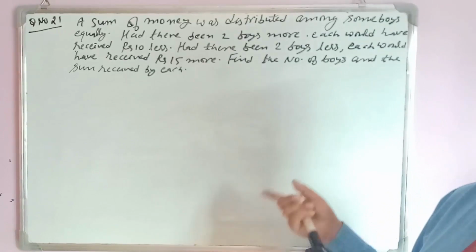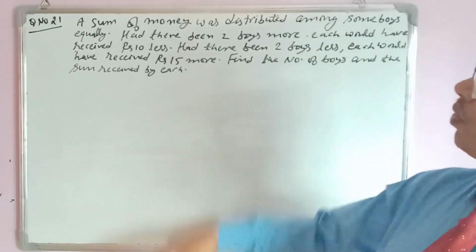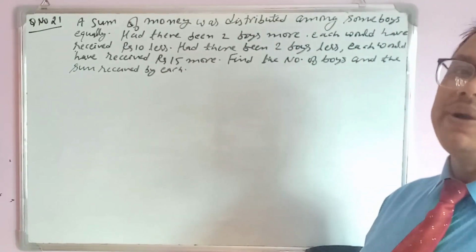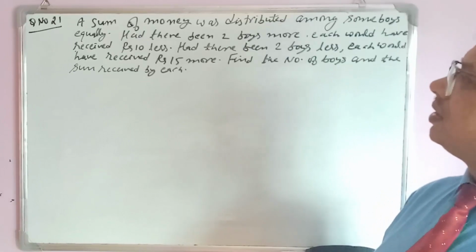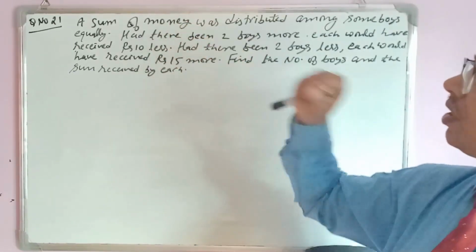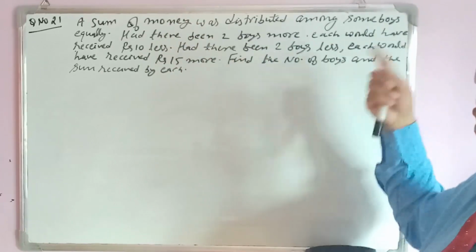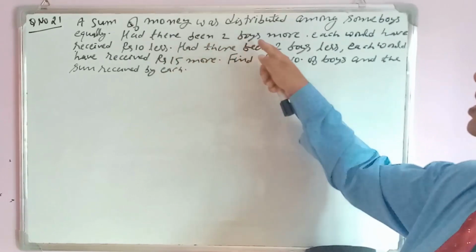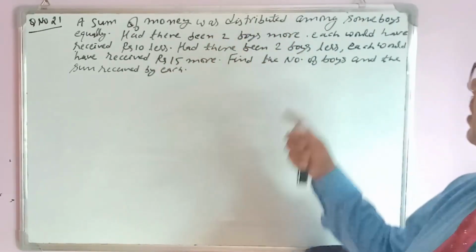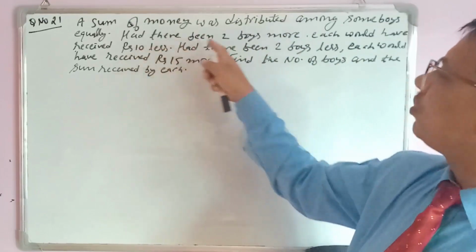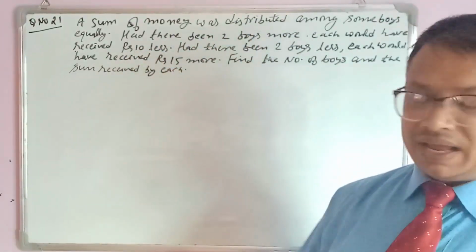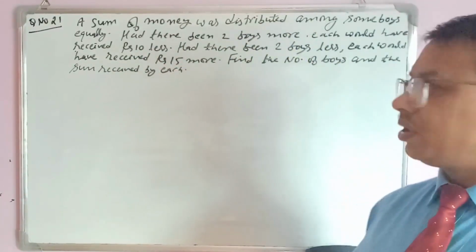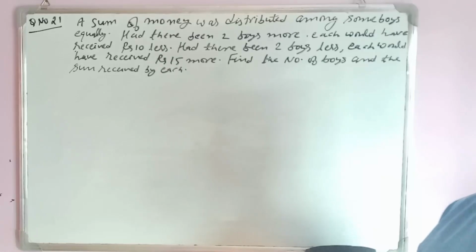Means a sum of money was distributed among some boys equally. If there are 20 students and we distribute rupees 10 to each, then it will be 200 rupees. Similarly here, we don't know how much money there was, but it was distributed among some boys equally. Each boy is getting the same money. If two boys are more, then they will get rupees 10 less. If two boys are less, then each boy will get rupees 15 more. Now find the number of boys and the sum received by each.